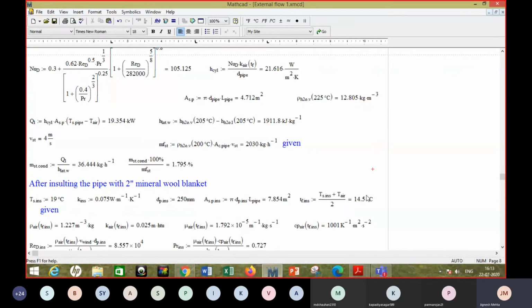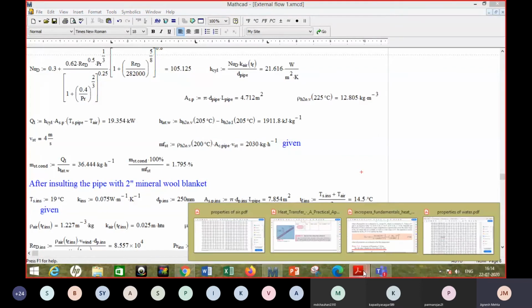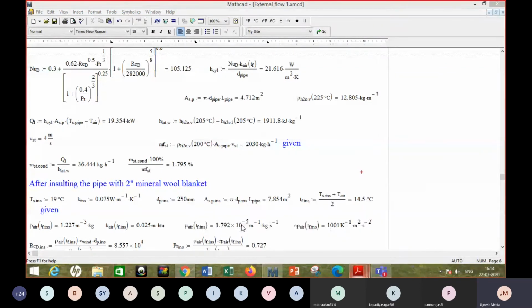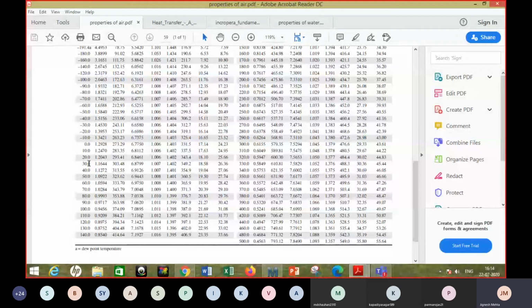You are just talking about 14.5 degree Celsius temperature. So the air properties would be very much different from the previous properties that you had taken. So you have to read it again from the table. Now this is 14.5 and what is available is 10 and 20. Okay, so if you feel you want to be very accurate, you have enough time, then you can interpolate it at 14.5 degrees between this 10 and 20.